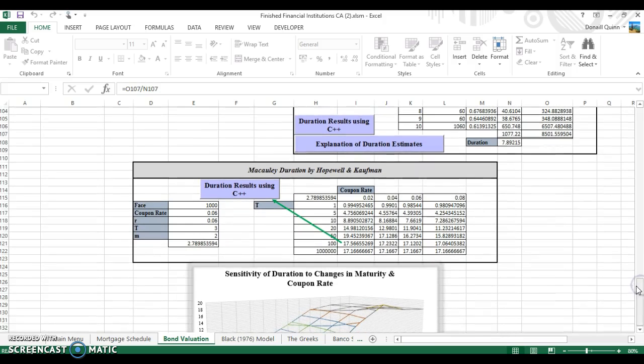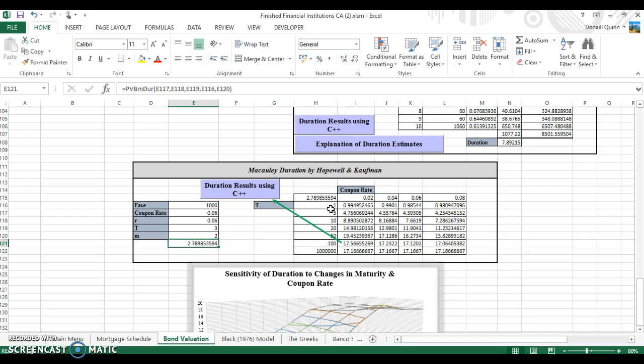The duration was then estimated by replicating the Hopewell and Kaufman technique using the Macaulay duration formula. The table shows the effect that an increase in maturity and coupon rate has on the duration of the bond. The results show that the duration does not increase in a linear fashion consistent with the maturity. When the maturity increases, the duration seems to increase at a decreasing rate.